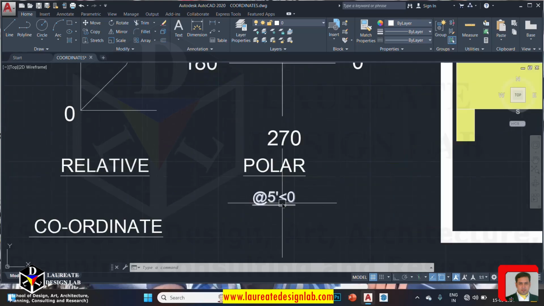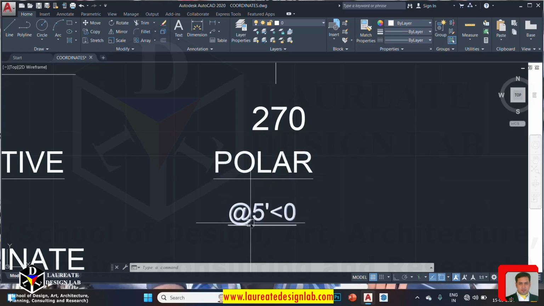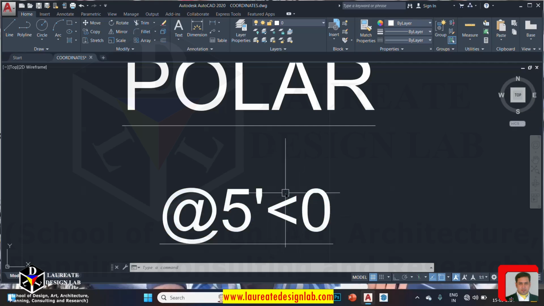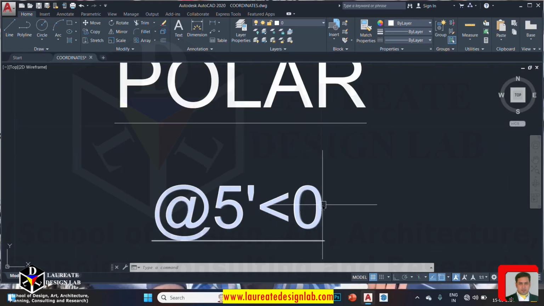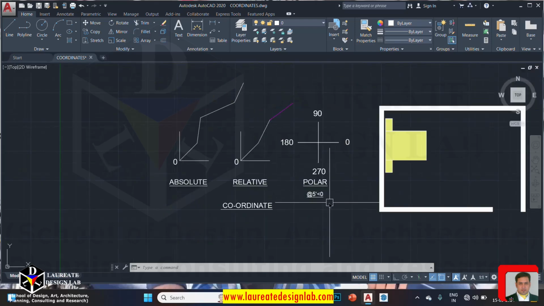Now the next thing about polar coordinate is how we start in AutoCAD. We'll have to write @, then distance, then the angle symbol, and then the angle. No symbol of angle is required after that because this represents the angle. The moment you feed this symbol, AutoCAD recognizes that whatever number you give after this, it will take as the angle. Got that? So let's start.